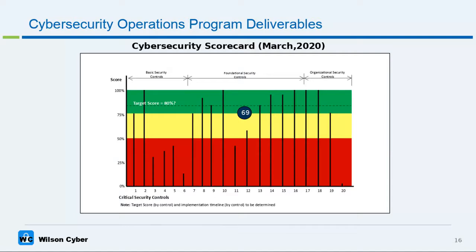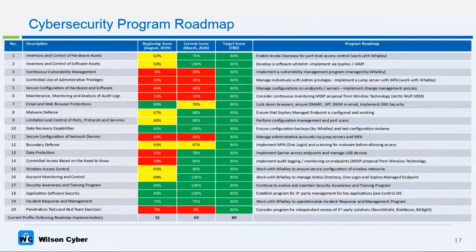So here's the overall scorecard where we have a current score of a 69. And again, we're going to be looking at how we improve that score to bring it up to an 80. And this is kind of the evolution of this particular assessment that I had done.